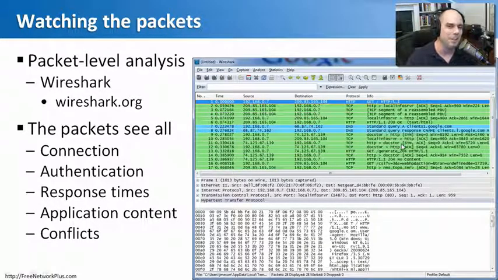You can learn an amazing amount of information just by watching the packets go through the network. They will ultimately tell you everything you need to know. They tell you about the connection. They tell you if somebody's authenticating properly. You can see response times as you're going out to these devices. What's inside the application itself? Are there conflicts on the network with two devices talking to each other?